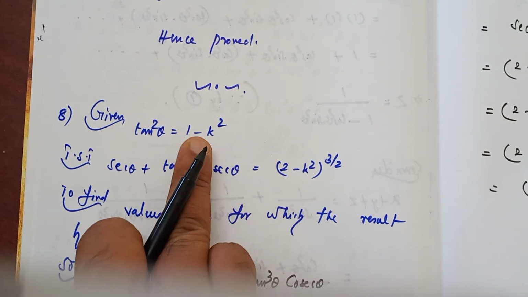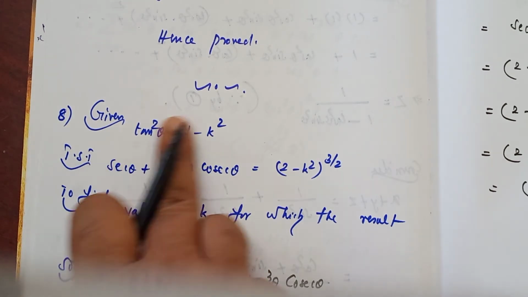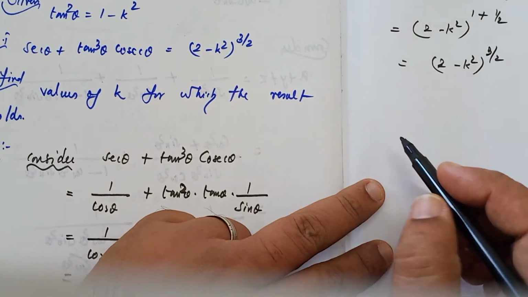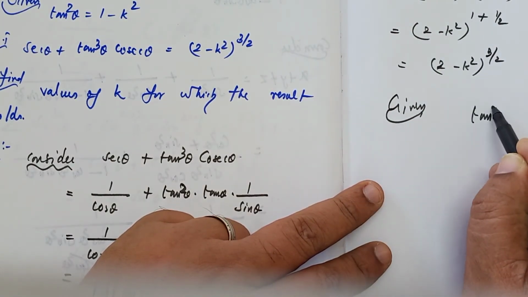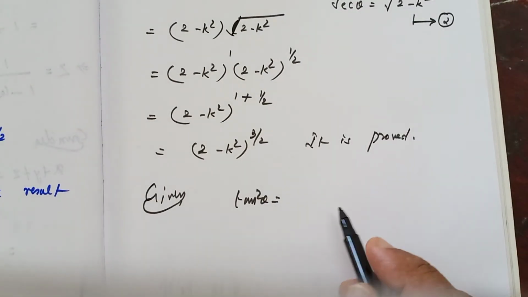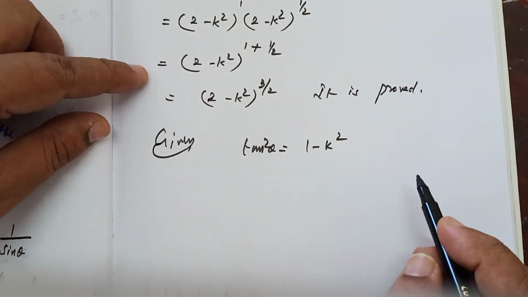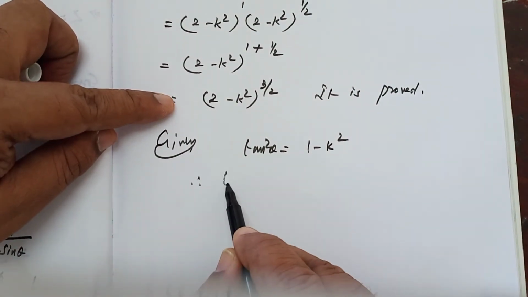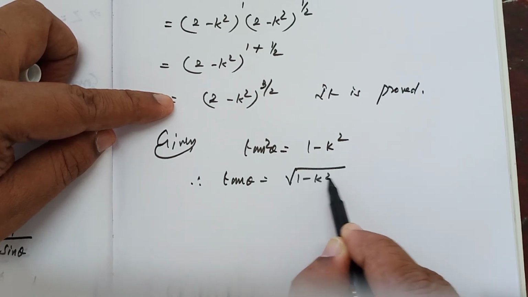So the given condition is true. Find the values of k. Okay. The result holds, meaning the given condition. What is given actually? Given tan squared theta is equal to 1 minus k square. Therefore, tan theta is equal to square root of 1 minus k square.